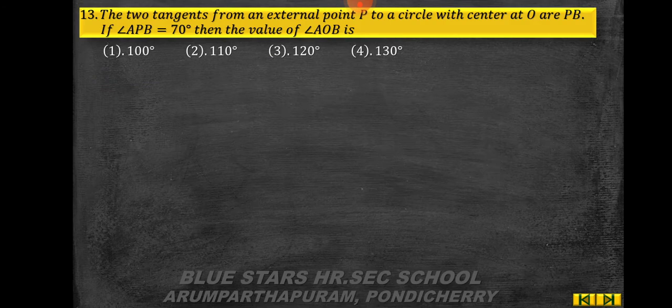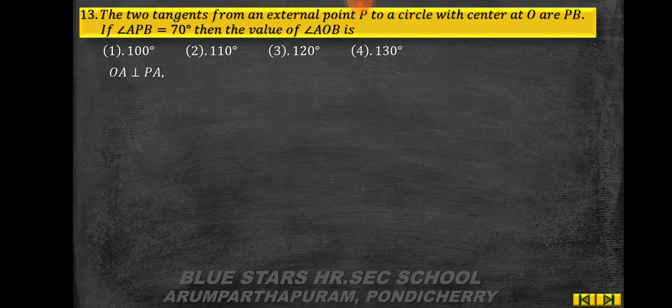Question number 13. If two tangents PA and PB from an external point P to a circle with the center at O are drawn, and angle APB is equal to 70 degree, then the value of angle AOB is option 1 100 degree, option 2 110 degree, option 3 120 degree, option 4 130 degree.